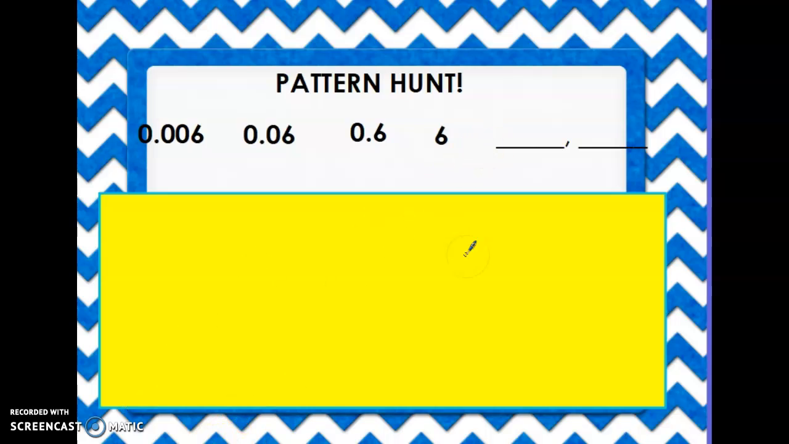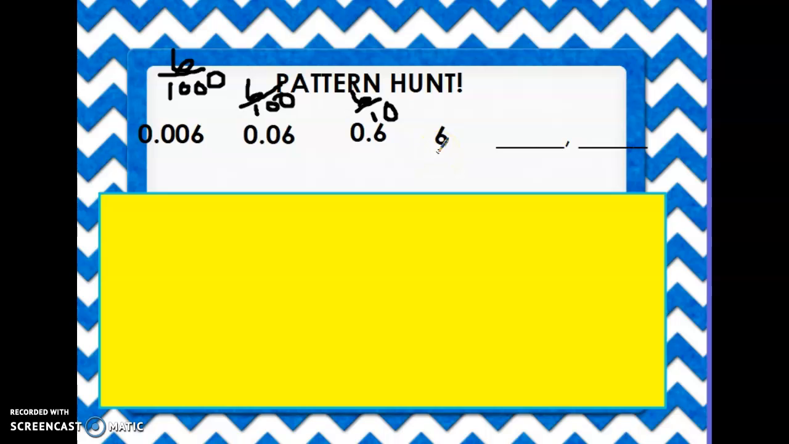Okay, welcome back, boys and girls. We talked about how we noticed the 6 is moving 1 place value over to the left each time. We started in the thousandths. You could also write this as a fraction and look at this. 6 thousandths, 6 hundredths, 6 tenths. Wow, our number seems to be getting bigger each time. We went from 6 out of 1,000 pieces, then 6 out of 100 pieces, then 6 out of 10 pieces. Now we're at the whole number 6.